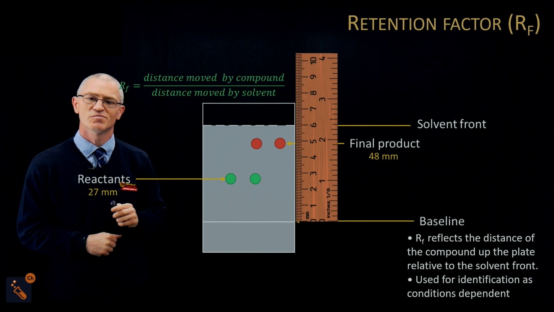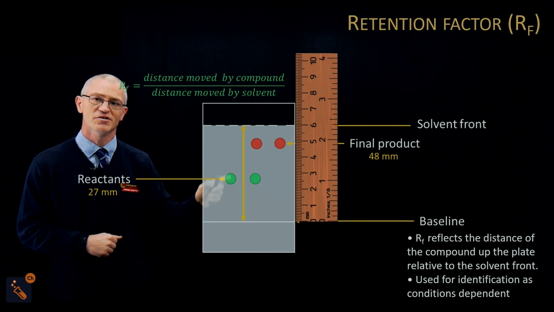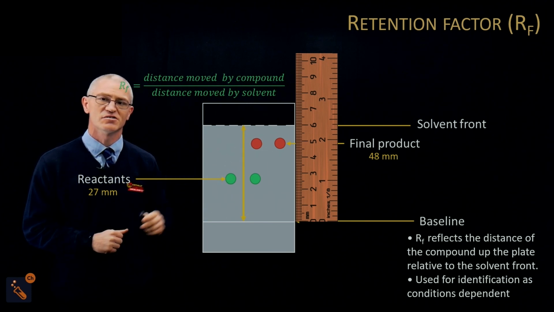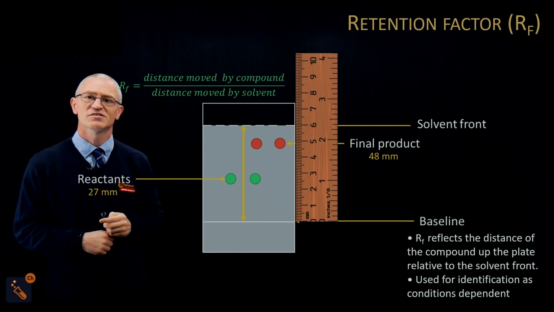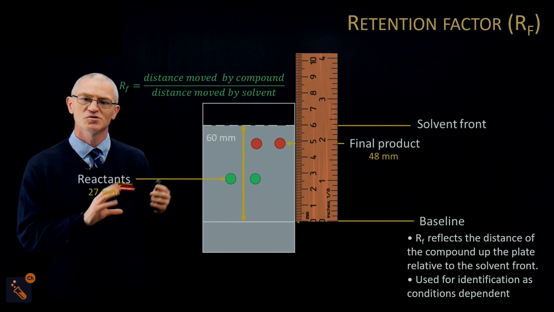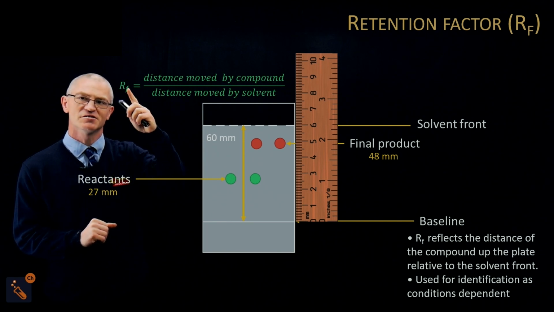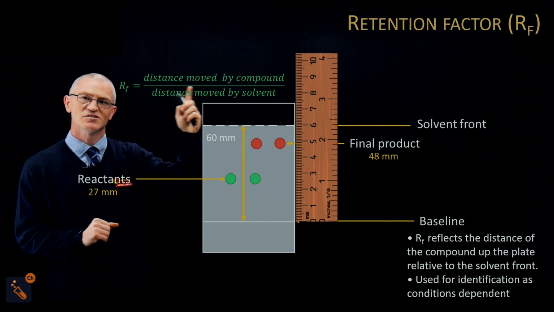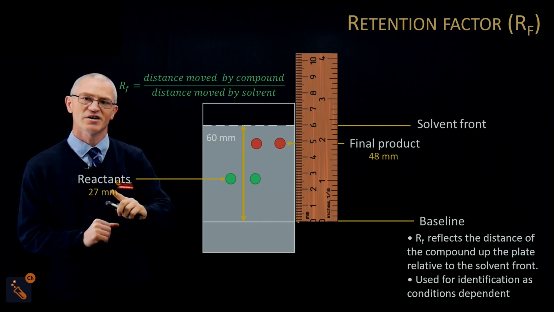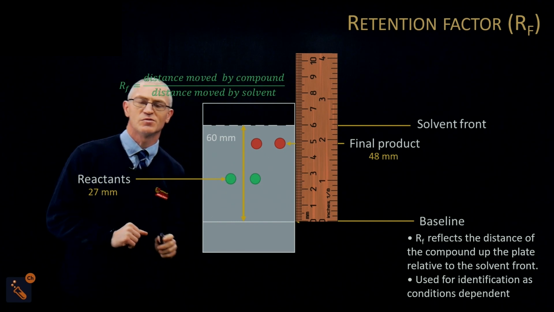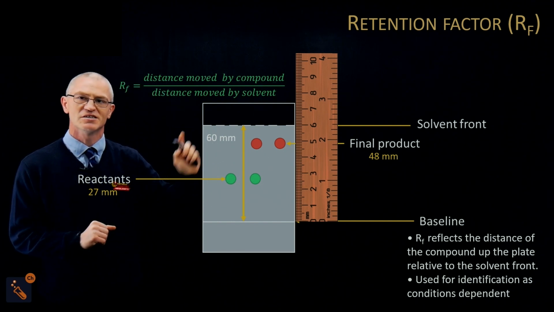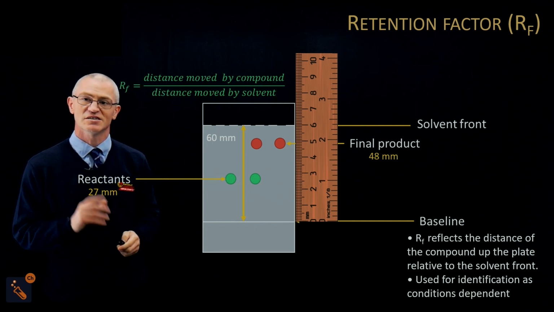So let's do the distance moved by the solvent now. So it's that arrow here. And if you look across on the ruler, you can see that that's 60 millimetres. Now we're going to put this all in the right orientation and put it into our 2 calculations. RF is the distance moved by the compound, which for the reactants is 27, for the final product 48, divided by the distance moved by the solvent, which is 60. Let's do that now.